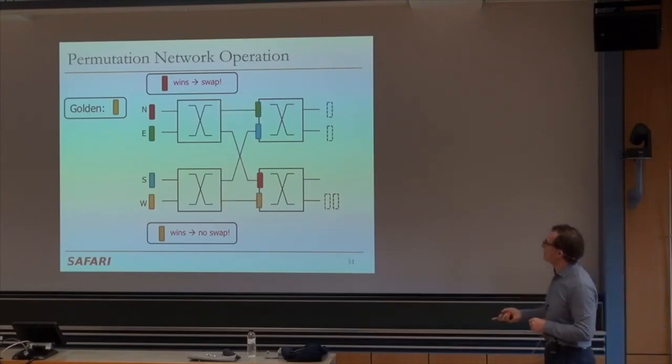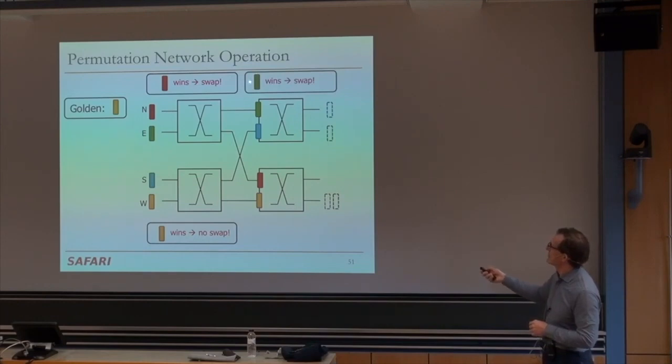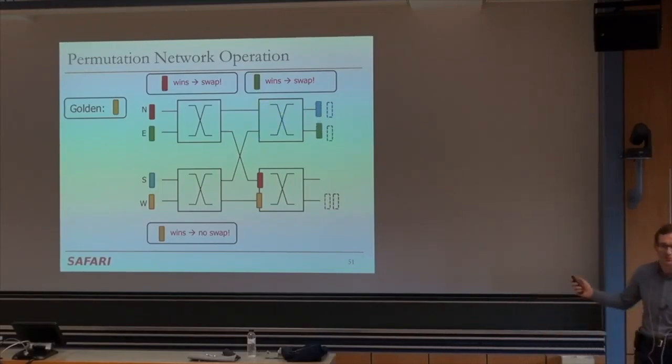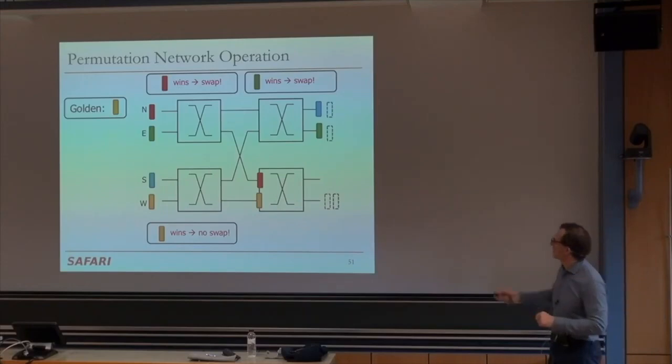And then in the second stage, let's take a look at what happens to this router. None of them is golden. As a result, you randomly pick one of them that wins. The green wins, and green wants to go here. That's good. It gets prioritized. And the blue one happens to go to its output port also. That's good, so nothing is deflected over here.